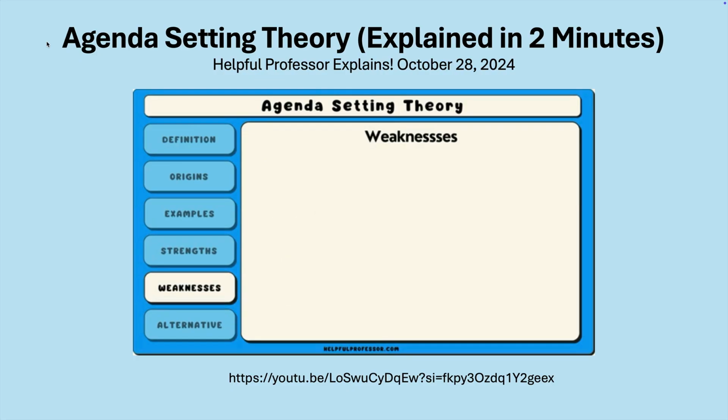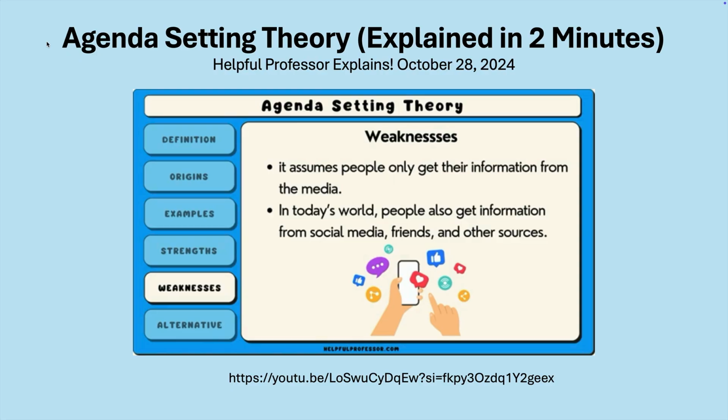However, a weakness of the theory is that it assumes people only get their information from the media. In today's world, people also get information from social media, friends, and other sources. The media is no longer the only place people go for news, so its power to set the agenda might not be as strong as it once was.